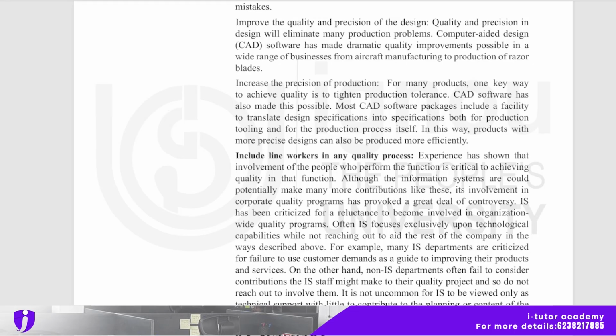Although the information system could potentially make many more contributions like these, its involvement in corporate quality programs has provoked a great deal of controversy. And IS has been criticized for a reluctance to become involved in organization-wide quality programs.